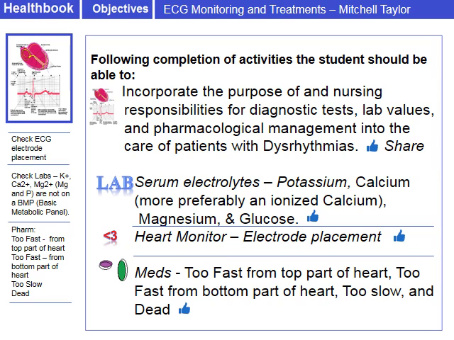And you can see some of the other, in that left column, okay, ECG electrode placement we'll talk about checking labs. We'll talk about what's on a basic metabolic panel, which is a common panel that we check for electrolytes, and what's not. Then we'll talk about the drugs.